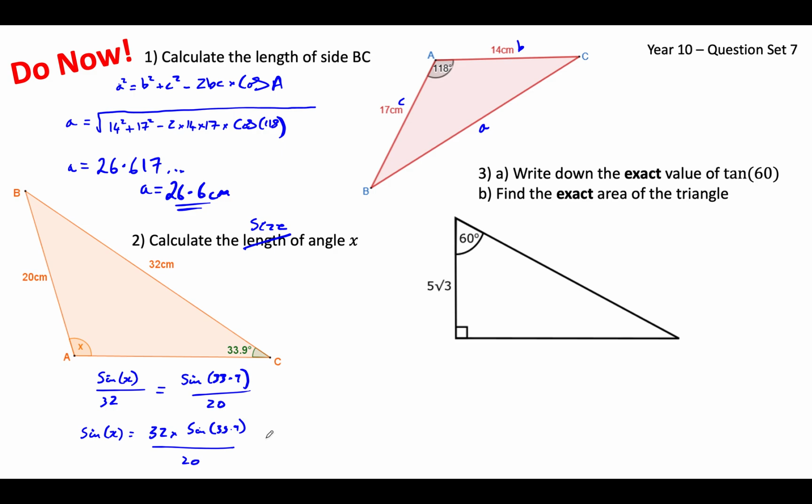But I don't want sine of x, I want x. So it will look like this. X equals inverse sine. So we press shift. If we're trying to find an angle, they get shifty.